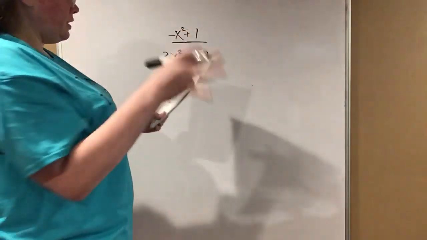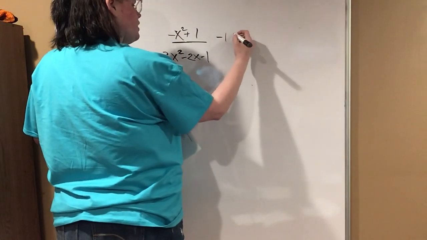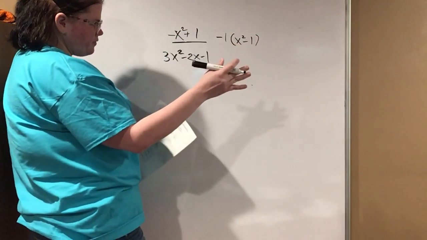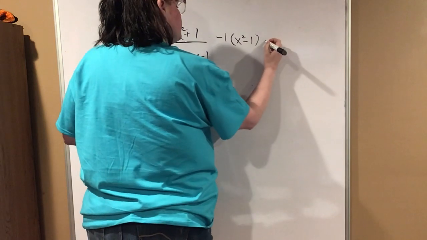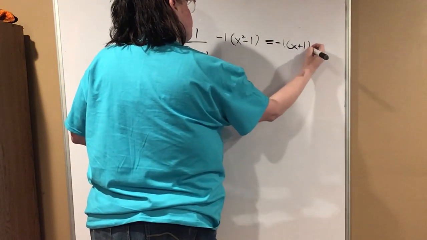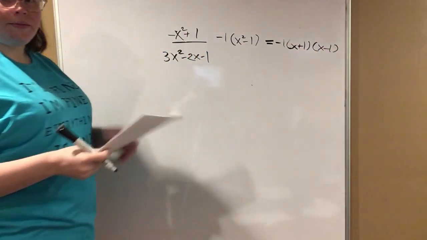And I want to make it a difference of squares, so I'm taking out a negative 1. When I take out a negative 1, then I get x squared minus 1. So there's my difference of squares. Now that I have the difference of squares, it's actually going to end up going to this. So there's my top equation.